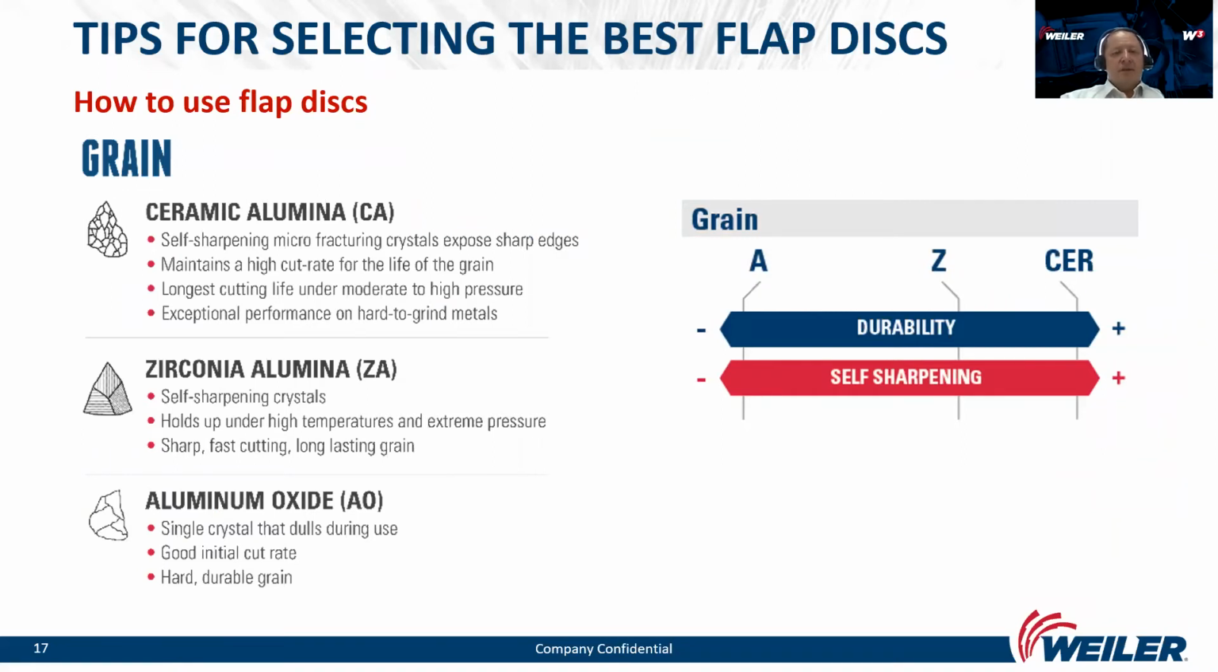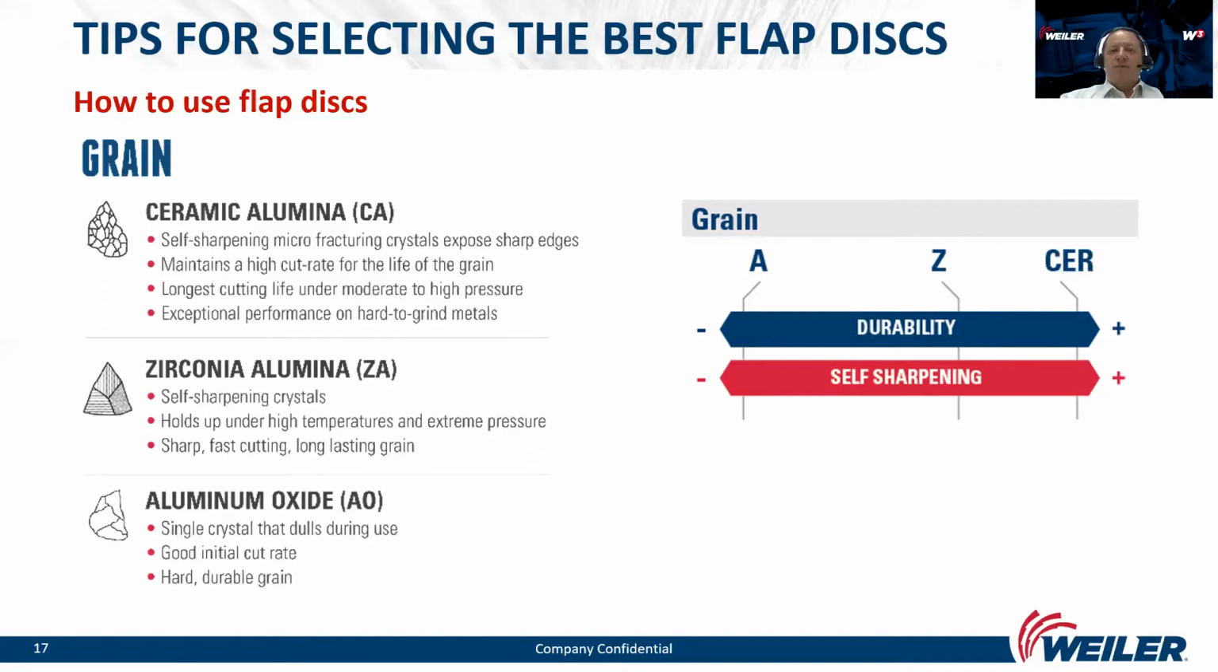Grains. The discs are produced with different grains. Ceramic alumina grain is a high performing grain with self-sharpening effect. The best results can be achieved with a combination of high power angle grinders. The power of the angle grinder should not be under 1,400 watts.